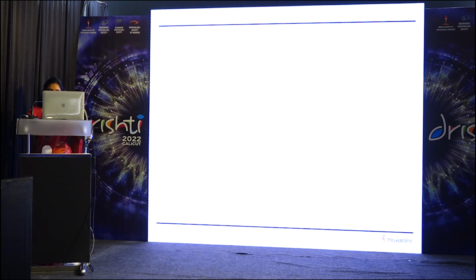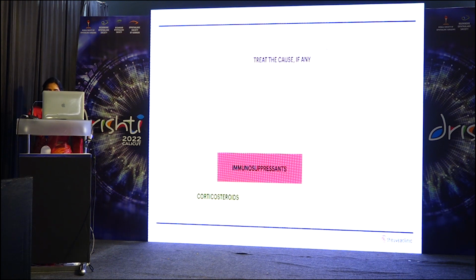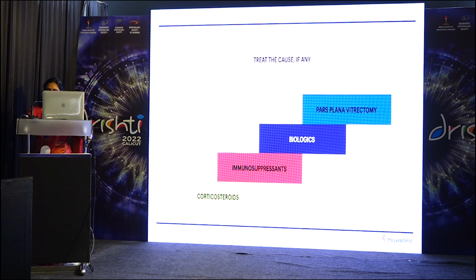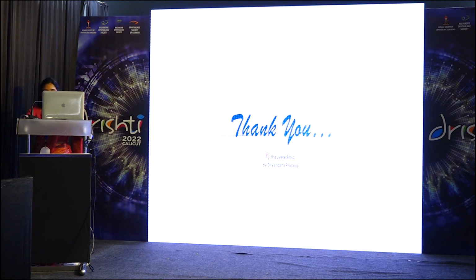So once you're done with that, treatment. The main thing is to treat the cause, if any. The next step is our step-ladder approach to uveitis, where, as usual, corticosteroids are the mainstay of treatment. If it is not responding to corticosteroids, you go ahead with immunosuppressants, biologicals, and surgery. The main reasons for doing surgery are, one, you want to decrease the inflammatory load, and secondly, you want to clear the media. So that is the end of my presentation, covering the basics of intermediate uveitis.